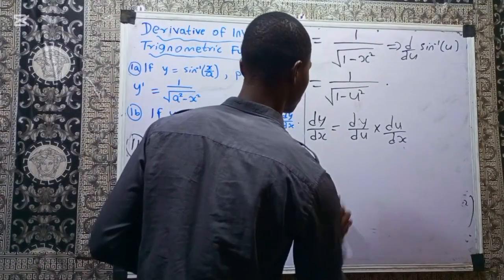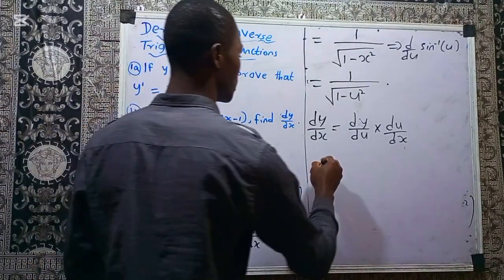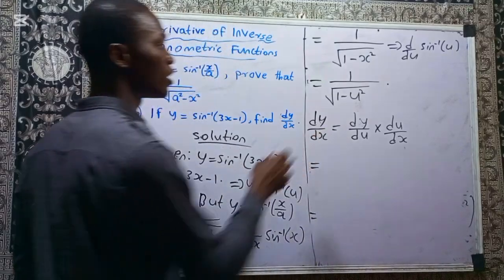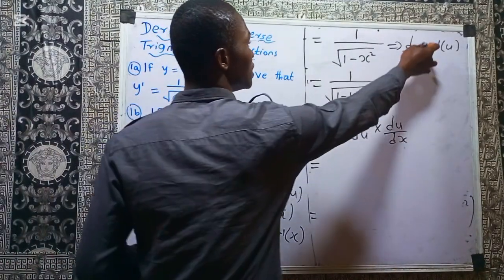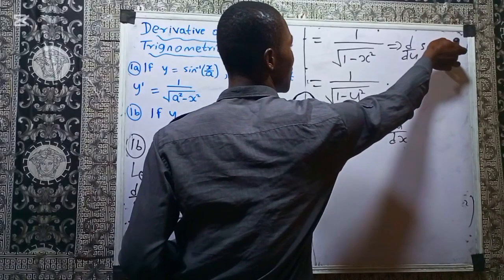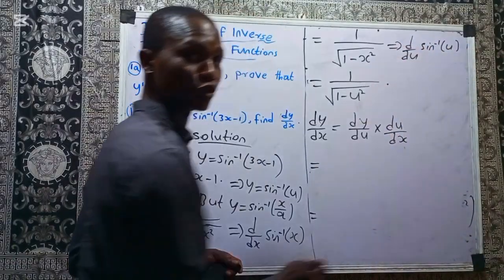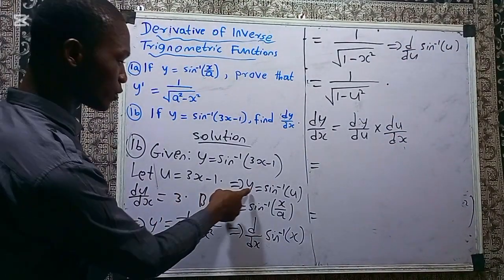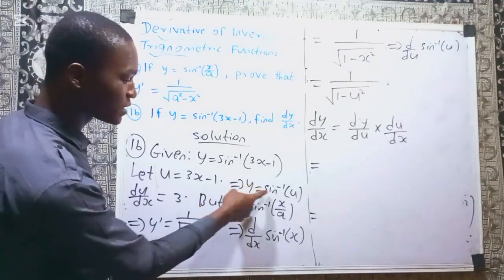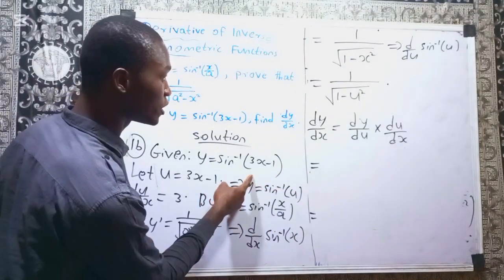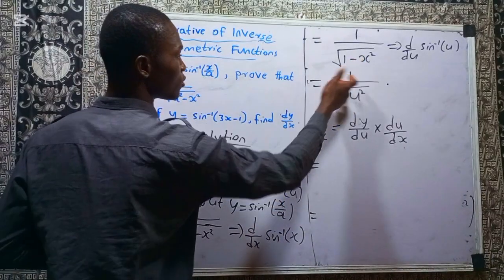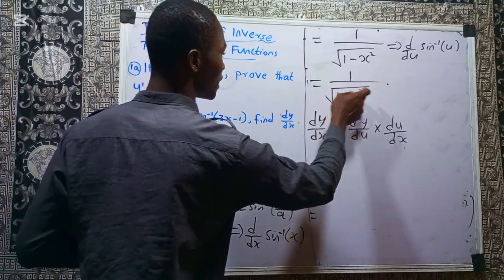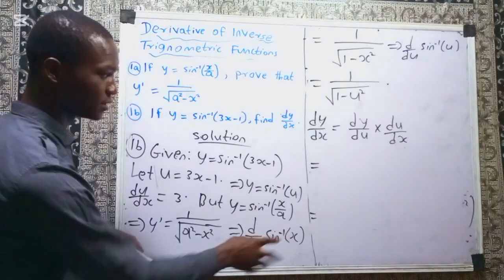So this will be equal to what? What is dy du? We differentiated this function with respect to u, right? Because we have here y is equal to sine inverse of u. So dy du, which we got to be 1 over square root of 1 minus u squared, using this identity, right?